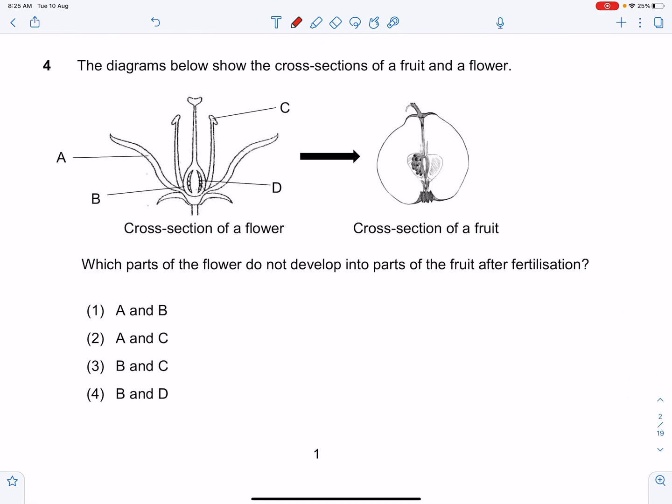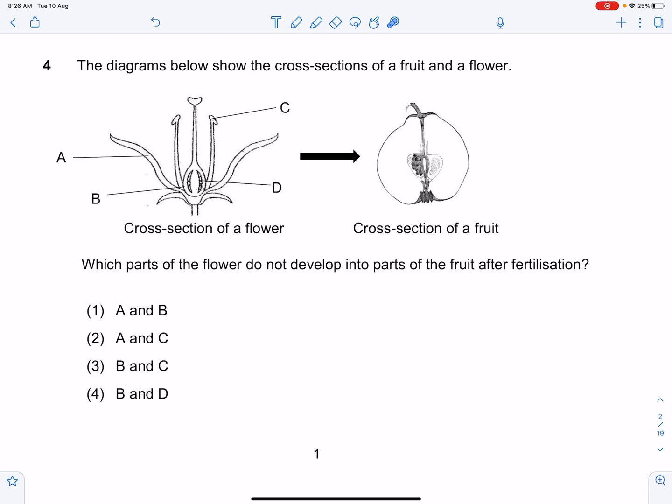Next, the diagram below shows the cross sections of a fruit and a flower. Which parts of the flower do not develop into parts of fruits after fertilization? Alright, so maybe we should look at the part that first becomes the flesh, right? The part that actually becomes the flesh of the fruit is B, which is your ovary. D becomes the seeds. So when you have multiple seeds, it just means that you've got multiple ovules in an ovary. Alright, I hope that was clear.